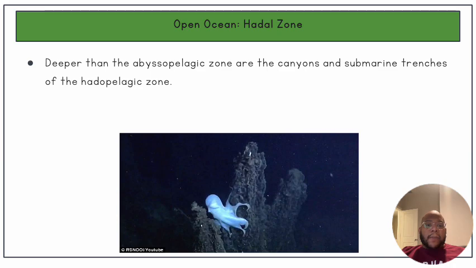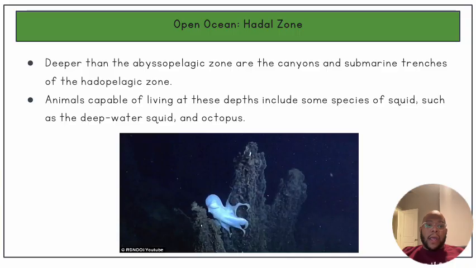So, deeper than the abyssopelagic zone are the canyons and submarine trenches of the hadopelagic zone. Animals capable of living at these depths include some species of squid, such as the deep water squid and octopus. And this is about as far as we can go down in the ocean.